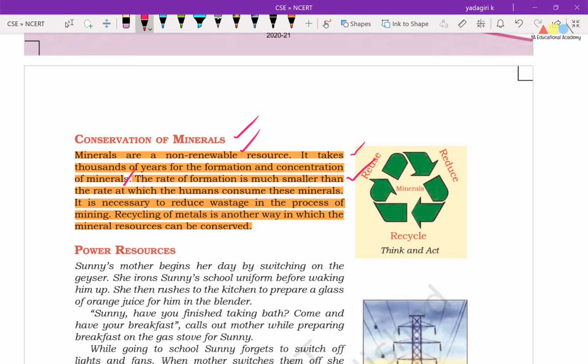Friends, the rate of formation is much smaller than the rate at which humans consume these minerals. So it is necessary to reduce wastage in the process of mining. Similarly, recycling metals is another way in which the mineral resources can be conserved. So here also the same formula applies, that is reduce, recycle and reuse.